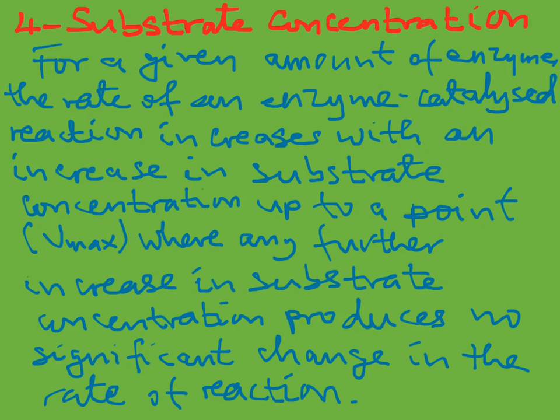For a given amount of enzyme, the rate of an enzyme catalyzed reaction increases with an increased substrate concentration up to a point, that is the Vmax, when any further increase in substrate concentration produces no significant change in the rate of reaction. What are we talking about here? Here we are trying to analyze substrate concentration.